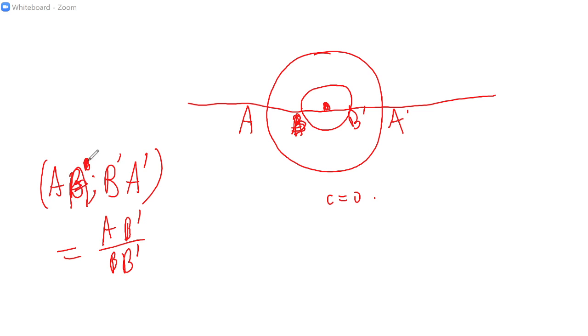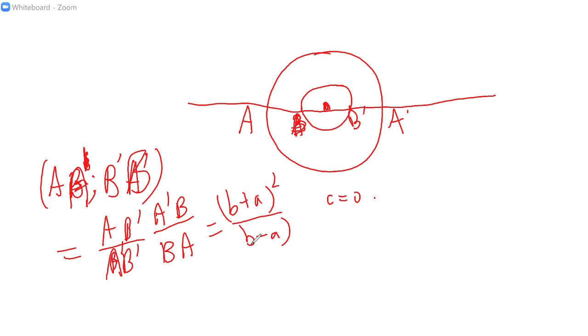Maybe it's like this. I want A prime here, AB prime on A prime, B prime. And then this is P. Then AB. And then B. Yep, so BA. And then on A prime B. Yeah, that's what we want, because then that gives you B plus A squared, B minus A squared.